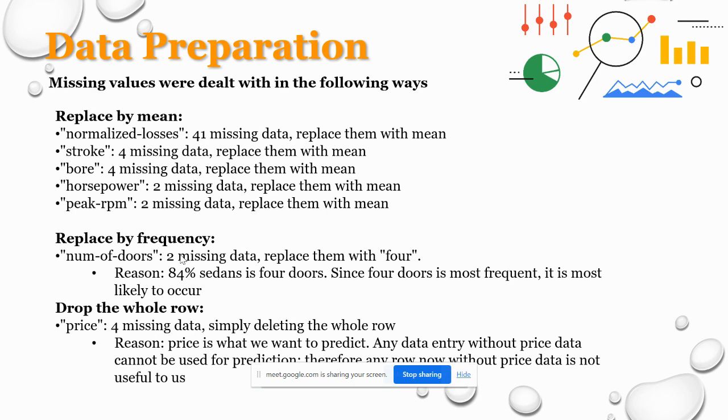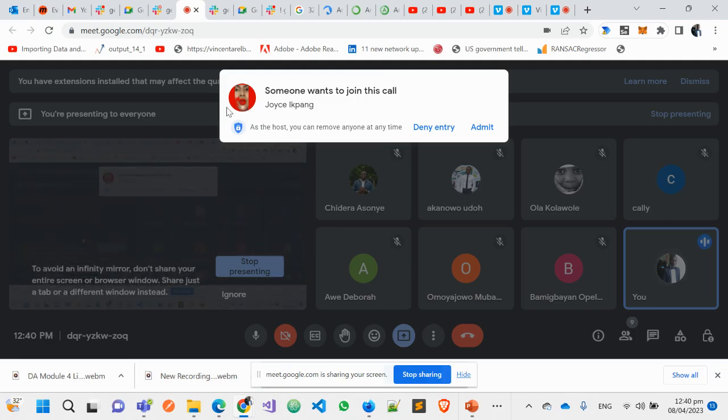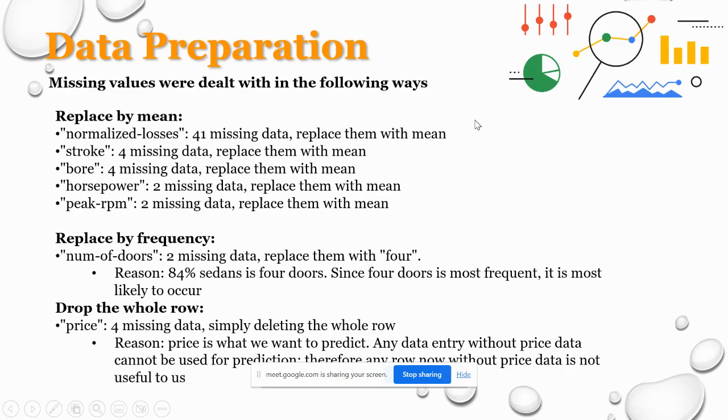Let's take, for instance, the number of doors. The number of doors is a column of the data type object, not in numerical form, so you can't replace by mean, right? We're able to replace by mean for the numerical columns of our data set. For the ones that are not numerical, like the number of doors, we can replace by frequency.